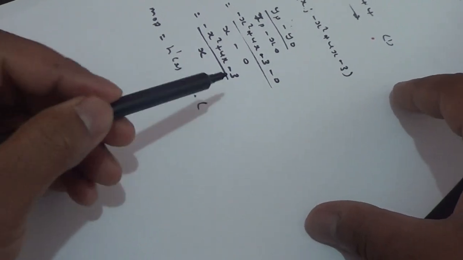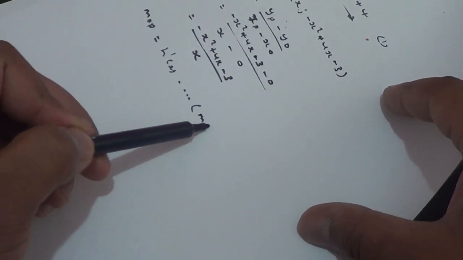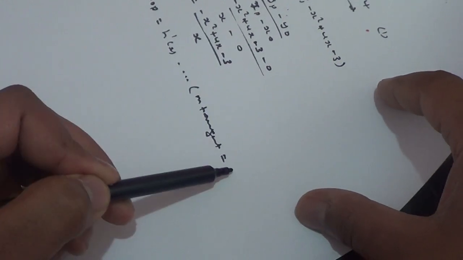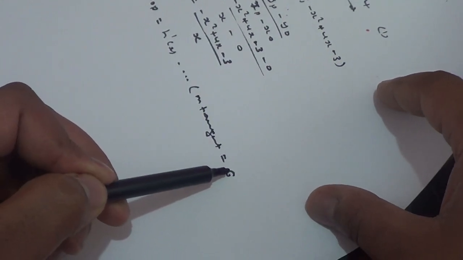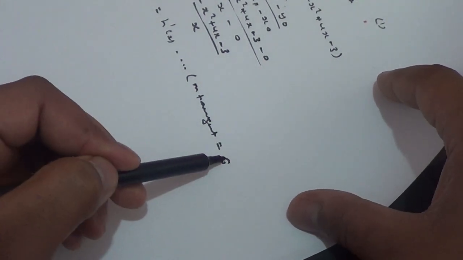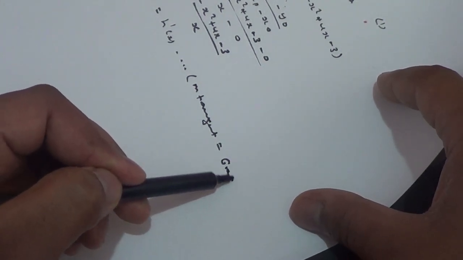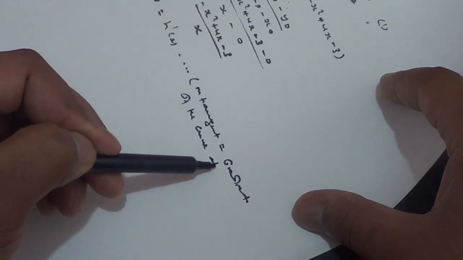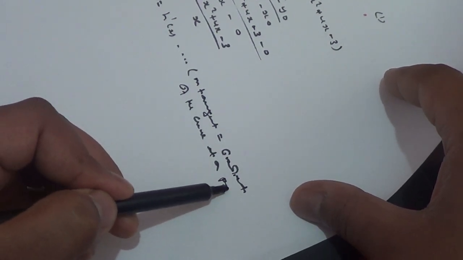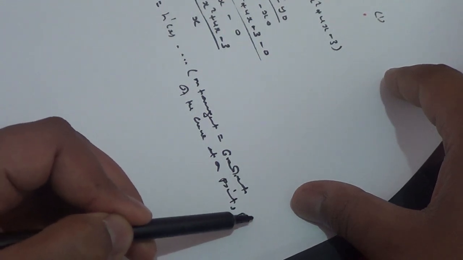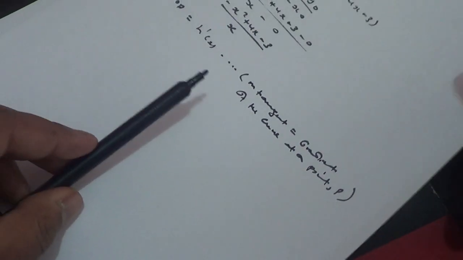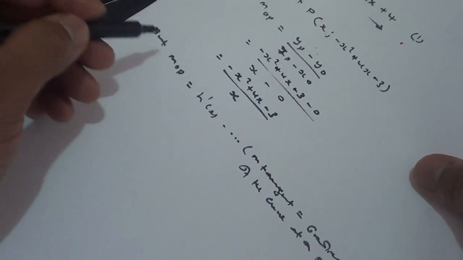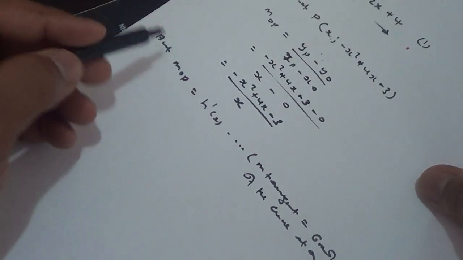Therefore, we know that the gradient of the tangent equals the gradient of the curve at a point, which is P in this case. All right, not a problem. So now we've convinced someone who is a naysayer, so we can simply substitute the two.